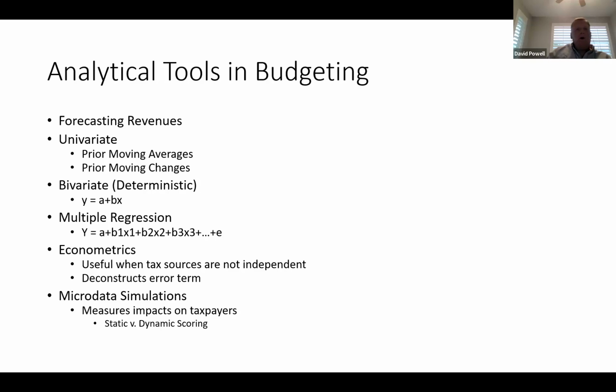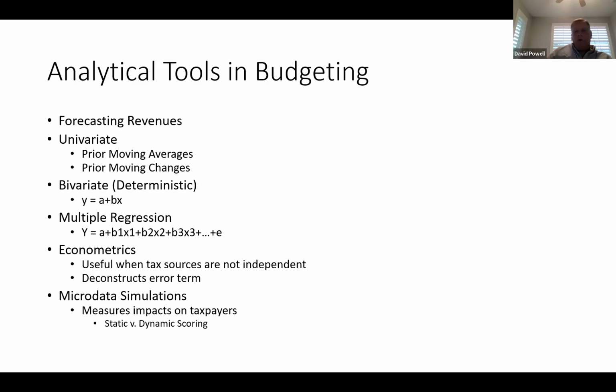Well, if you're using what's called a static scoring model, you would ask how much revenue we are going to lose because of these tax cuts. That's the cost of the Tax Cuts and Jobs Act. So you do it in a very static way. You're saying, before the Tax Cuts Act, we would have gotten this amount of money. After the Tax Cuts Act, we are going to get this amount of money. That's the cost of this Tax Cuts Act. The other approach is what's known as dynamic scoring.